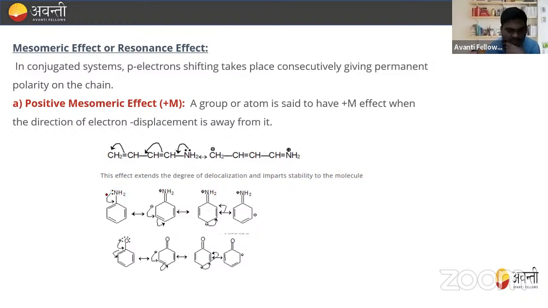Here you can see the direction of this lone pair. So a group or atom is said to have a plus M effect when the direction of electron displacement is away from it. This is also called the plus R effect, right? Similarly, in case of phenol, we have a diagram like this. In aniline, the lone pair is donated to the ring, this will be a double bond, and this electron transfers to the next. Again, this will transfer to the next, and this will take place as a resonance diagram. So this is known as basically the positive mesomeric effect.